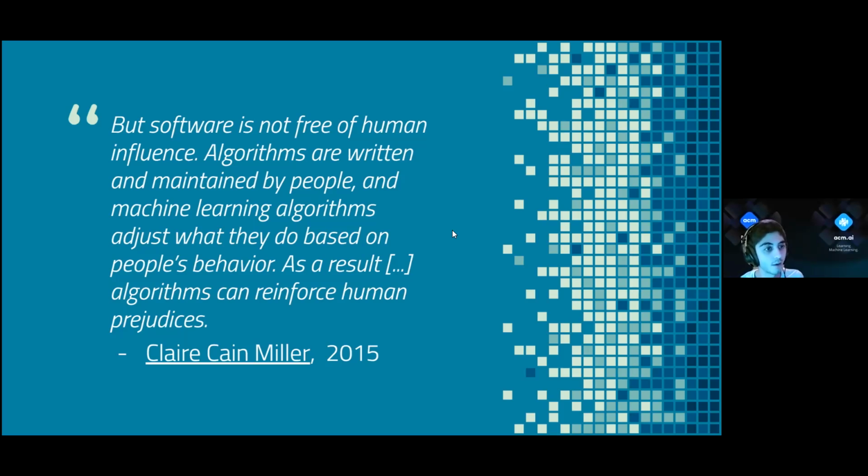I want to stop here and open it to a discussion: any examples of things people have seen in the media, any news you've heard of, examples of software or specifically machine learning exhibiting bias? There are many examples, like in social media and whatnot. So if you can think of anything, feel free to speak up.